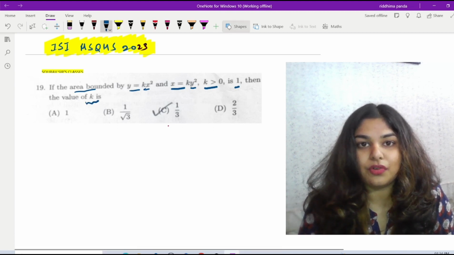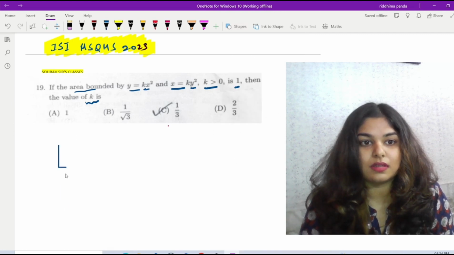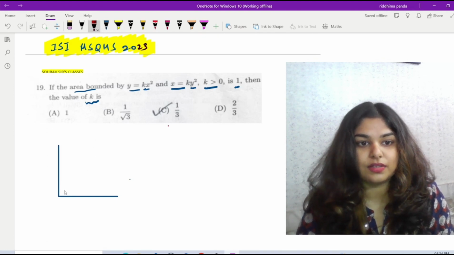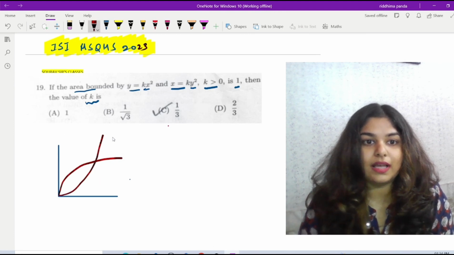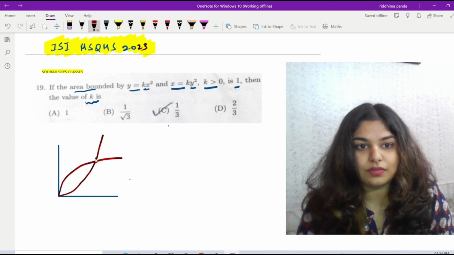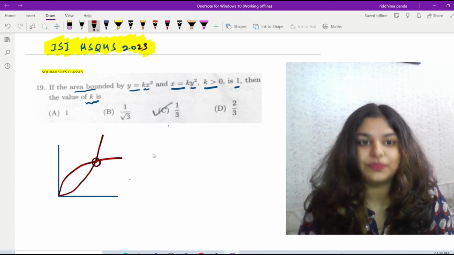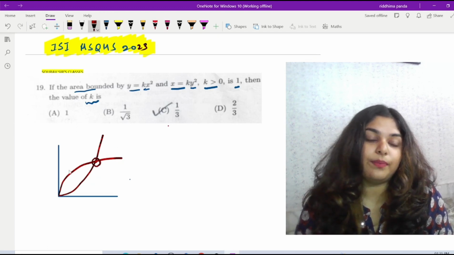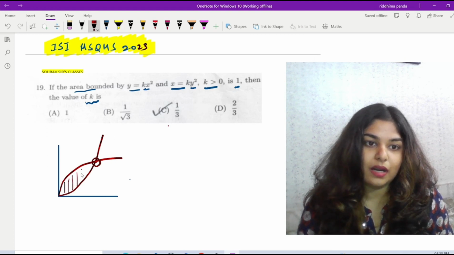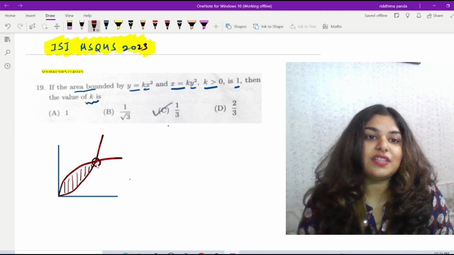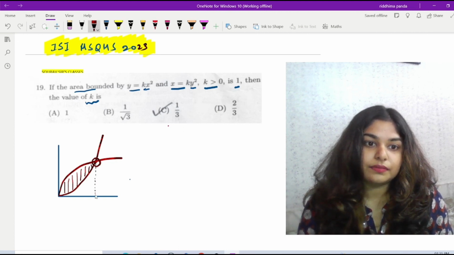First of all, let us try to draw the graph. The upper curve looks like this, that is y = kx², and the lower curve is here like this. As you can see, there is a point of intersection where these two will be equal. According to the question, the area bounded by these two curves, this part, is given as 1. So first I have to find out the value where these two are equal.